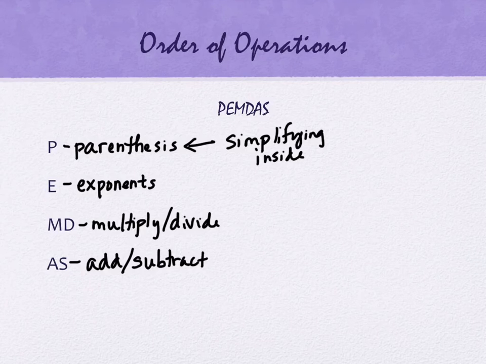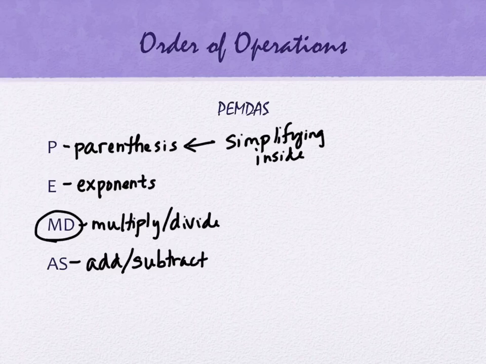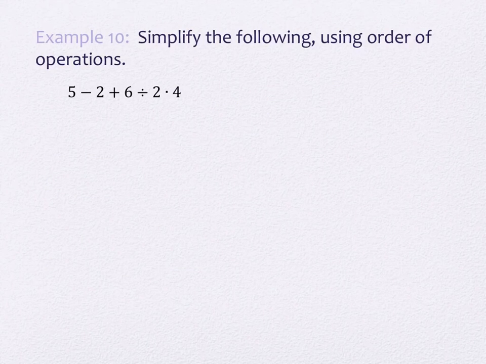The kicker is that once you get to the point where you're supposed to either multiply or divide, you simply move from left to right. Once you get to the point where you're supposed to do the addition and subtraction, you move from left to right. So let's do an example to see one. I've got 5 minus 2 plus 6 divided by 2 times 4. There's no parentheses, right? So I don't have to worry about the P, and there's no exponents. So I'm at the point where I need to decide if I'm going to multiply and divide. Do you see any places where you should multiply or divide? All the way here, right? So once I get to a point where I see multiplication or division, I do it from left to right.